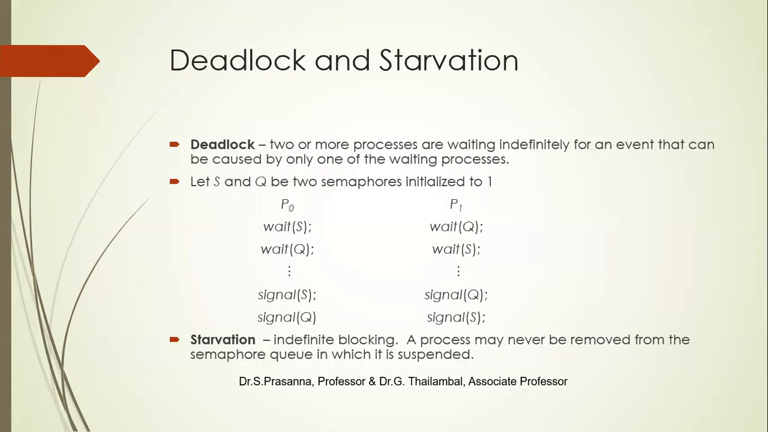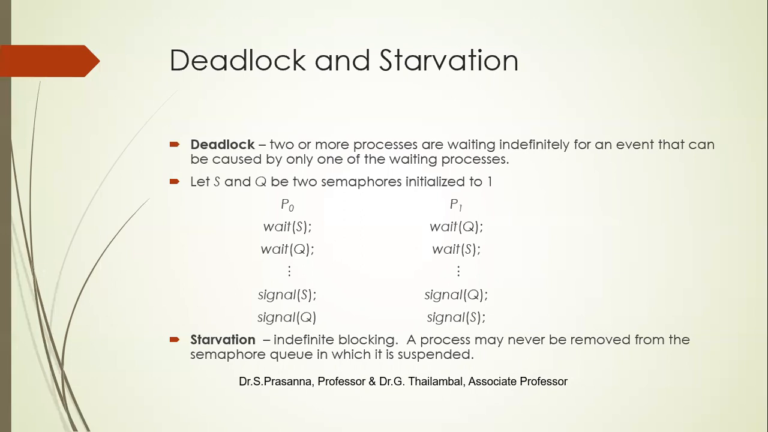What are deadlock and starvation? When you use the semaphore tool, two or more processes may wait indefinitely for an event that can be caused by only one of the waiting processes. For example, P0 is waiting for S and P1 is requesting Q, but P1 is holding the Q.